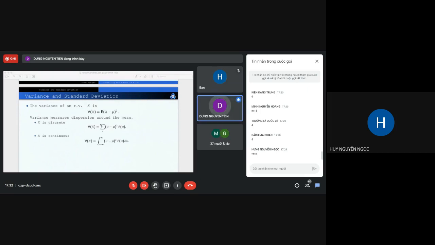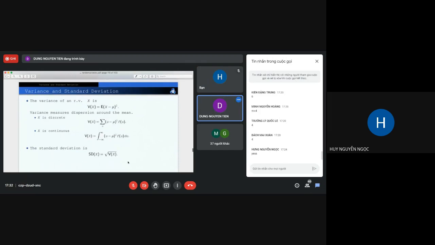Okay, so the variance doesn't have the same units as the mean value does. For example, if X is in dollars, then the mean of X has the units of dollars as well, but the variance of X has the units of dollars squared. So you want to find something with the same unit, and you can come up with the standard deviation, which is the square root of the variance of X. Okay.